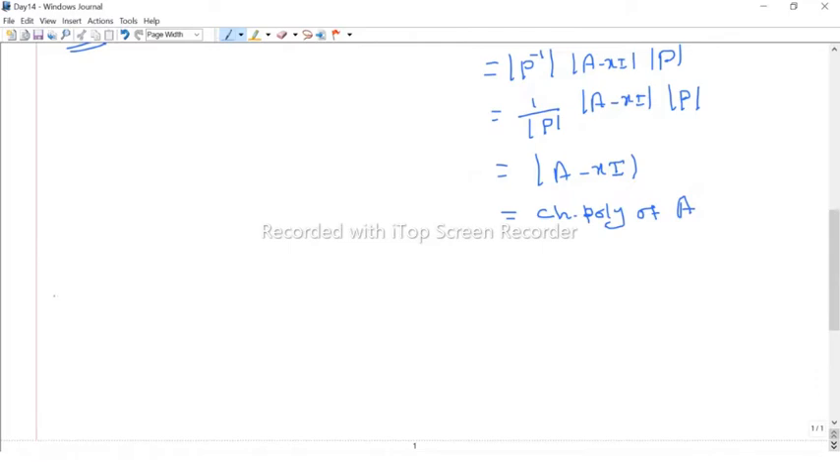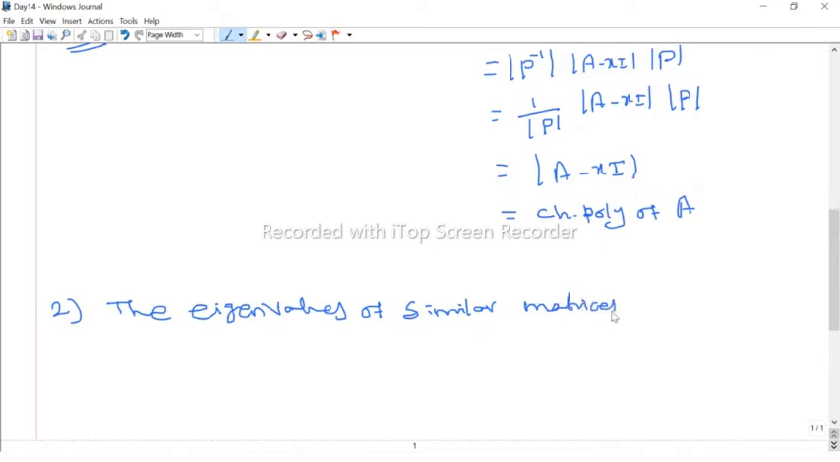So maybe the second property: the eigenvalues are the characteristic roots. The eigenvalues of similar matrices are the same, because the characteristic polynomial is the same, therefore the roots are the same. Therefore the characteristic roots, the eigenvalues of similar matrices, are the same.